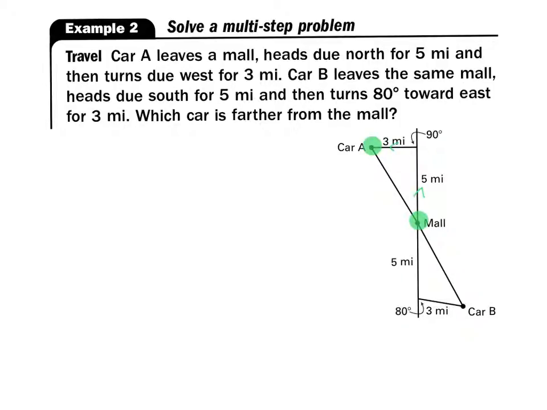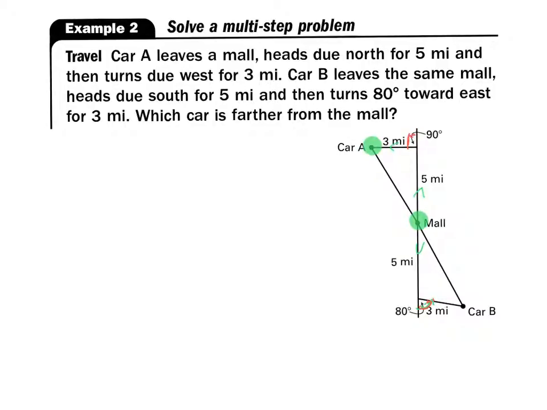Okay, and car B leaves the same mall, good, and now it's heading due south also for 5 miles, but then turns 80 degrees. Be careful if you're not a driver yet. Understand that 80 degrees go from this point, let me use red, from this point to that point. That's the outside angle of 90 degrees. Same thing here, the 90, it turns due west, which means it made it 90 degrees.